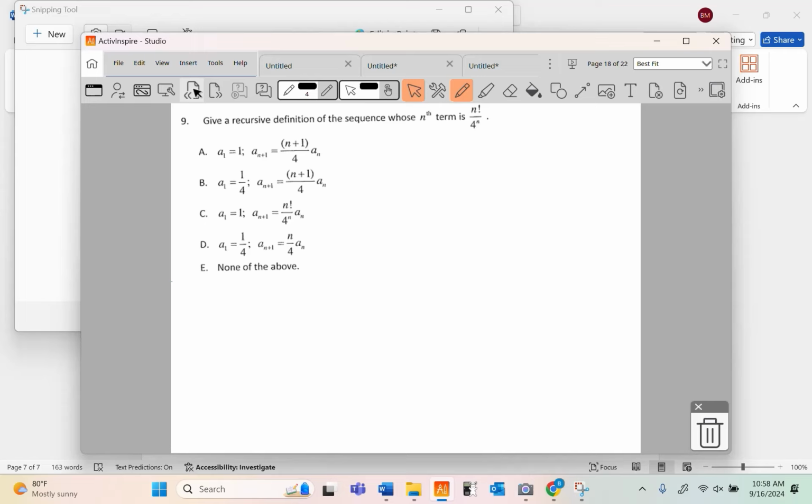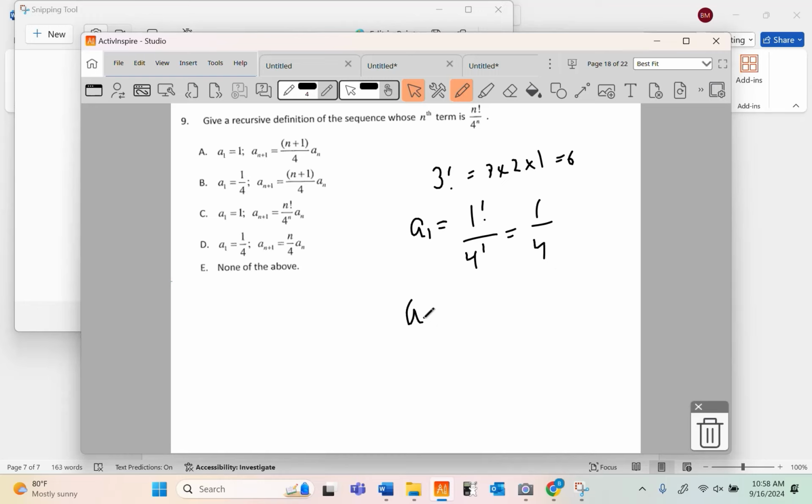Anyways, give a recursive definition of the sequence whose nth term is n factorial over 4 to the n. So you may not remember what n factorial is, but like 3 factorial is 3 times 2 times 1, which is 6. So you know what I'm going to do? I'm going to figure out some terms here. The first term would be 1 factorial over 4 to the first, which is just going to be 1 over 4.